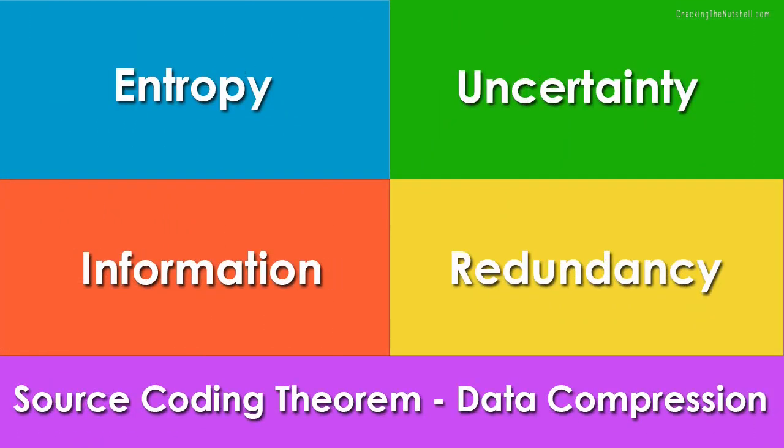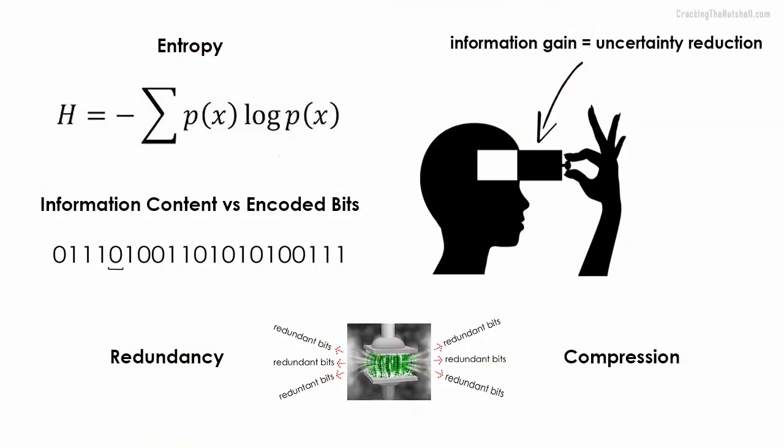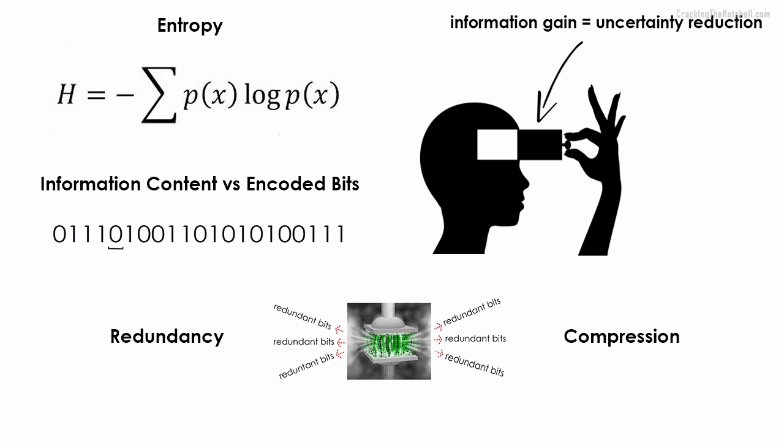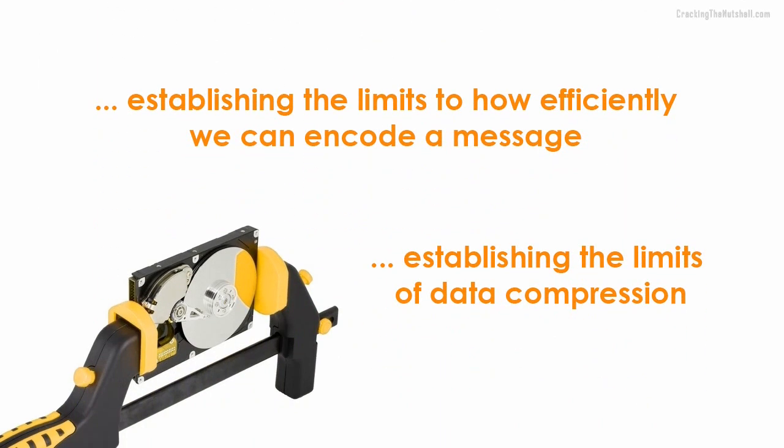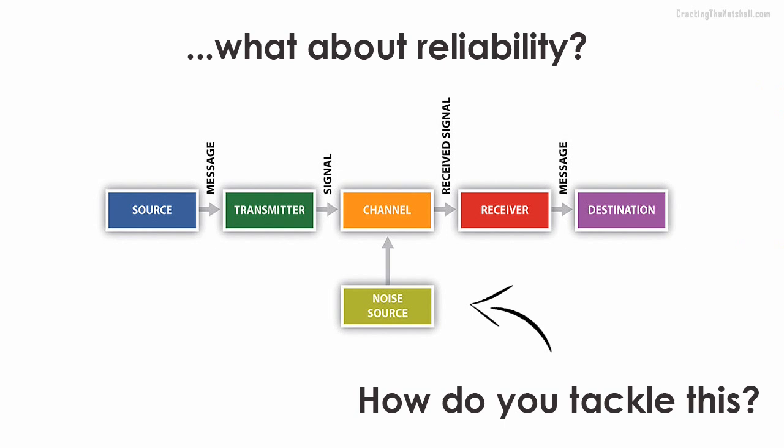Now, so far we have discussed the important concepts of entropy, uncertainty, information and redundancy, and we have seen how Shannon's source coding theorem provides us with a theoretical lower bound for data compression. Hopefully you now understand the relationship between entropy, uncertainty reduction, information gain, information content, redundancy and compression. We have covered the most important theoretical aspects of information theory, which establish the limits to how efficiently a particular message can be encoded. But what does Shannon have to say about sending a message not only efficiently, but also reliably through a given channel?